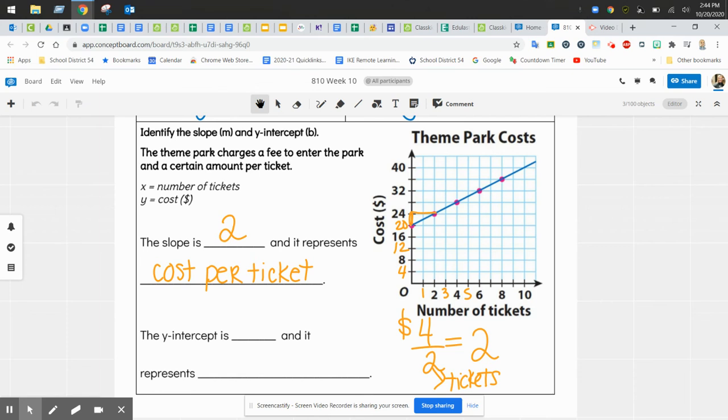Awesome. Now we want to identify the y-intercept. Well, we already did identify that point right here. Remember we said it was 20? So it's 20. So that starting point is 20. I always like to reread the question and identify what is that starting point. The theme park charges a fee to enter and a certain amount per ticket. Well, we already know it's $2 per ticket. 20 is that starting fee, so it's the fee to enter the park.